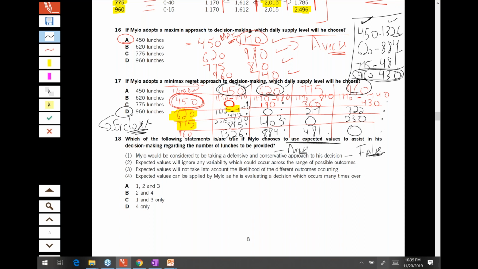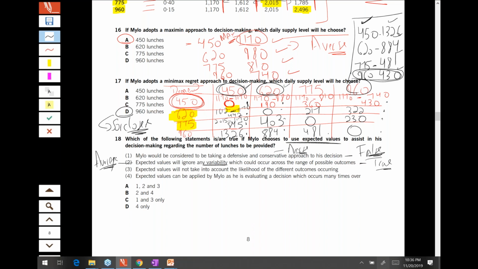You are right. Okay. Expected value will ignore any variability which could occur across the range of possible outcomes. Is this true or false? This is true because expected value is an average answer. It does not consider variation. It provides you a mean. Whenever we work out expected value, we get an average answer. So it ignores variability.